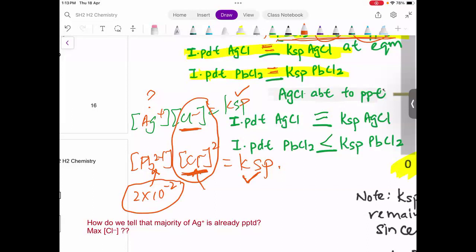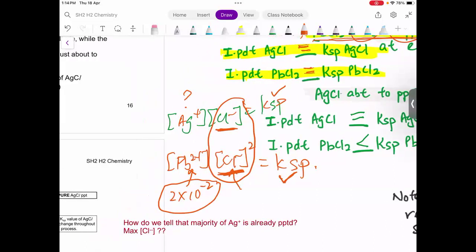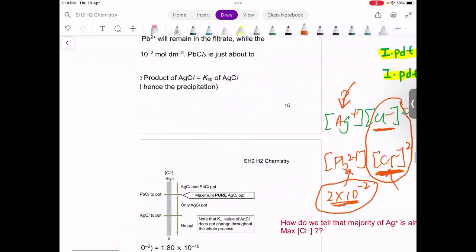So far, so good? So chloride can then be substituted back into the Ksp of silver chloride to get the silver plus remaining in solution. So this is unknown, but we can work backwards, by looking at how much chloride is present in the solution first. And we can work backwards from the more soluble solute. So this is exactly what is happening.